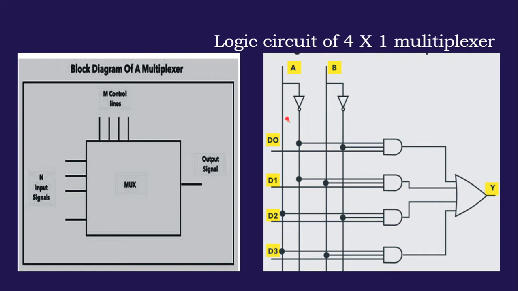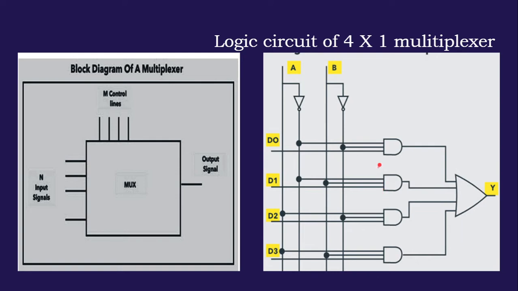Here the first one is 0, 0. This combination is A bar and B bar. So the first gate contains A bar, B bar and the control signal D0. Likewise, this is A bar and B, and that is gate 1 with the control signal D1. Then A is 1 and B is 0, the second gate is enabled, with the control signal D2. For the last combination 1, 1, both A and B come from the line, and then the control signal D3, all pass to the AND gate.